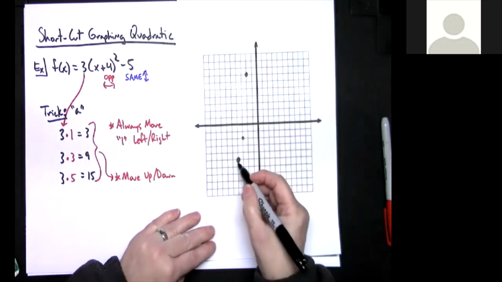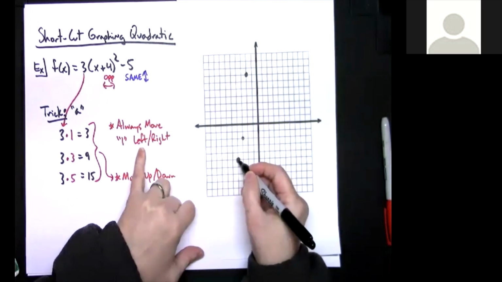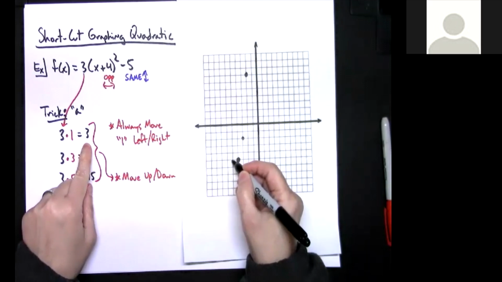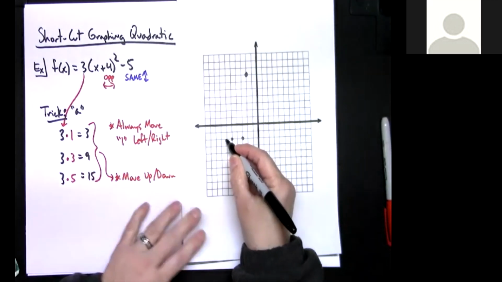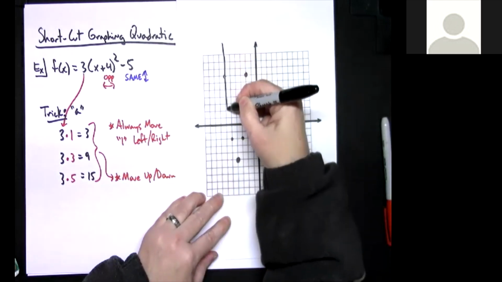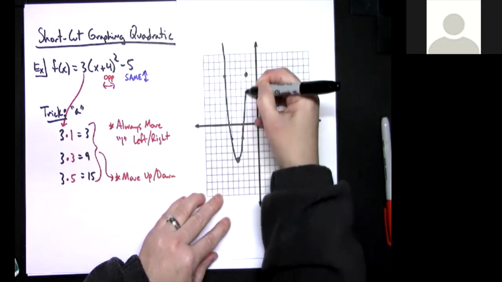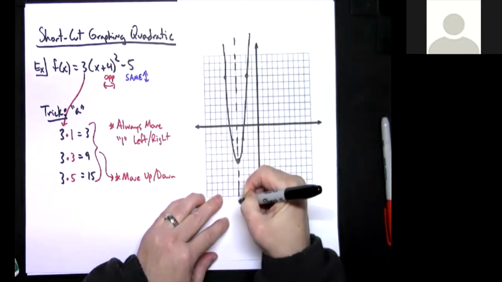Now if I want to do this again on the left side, I'm going to go to the left 1 and then go up 3, which makes it symmetrical. And then 1 to the left and up 9, which also makes it symmetrical. So right there is the quadratic. Ooh, that's really bad. It's the quadratic graph with the axis of symmetry going right through the middle.